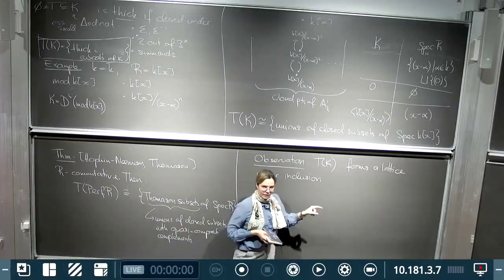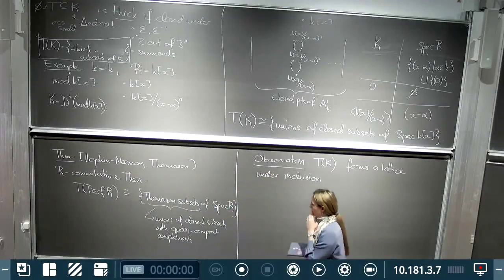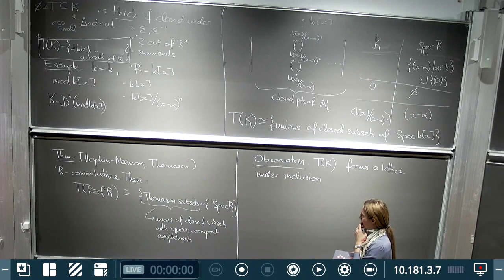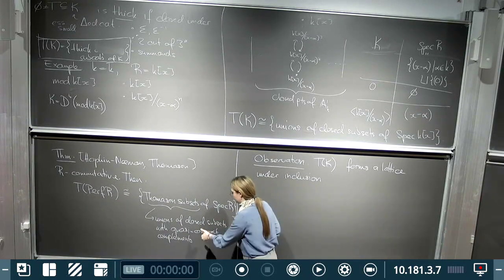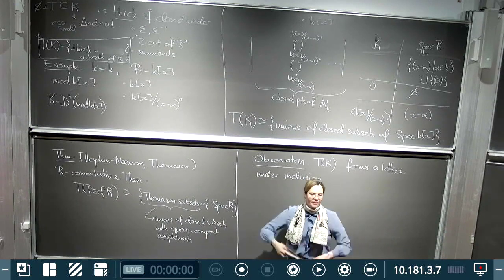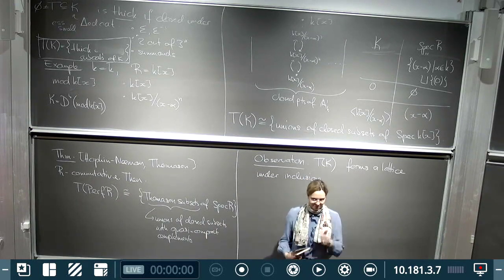Can you just clarify, these closed subsets need the quasi-compact complement, right? Yes, exactly. So you look at closed subsets with quasi-compact complements, and then you take arbitrary unions of those.